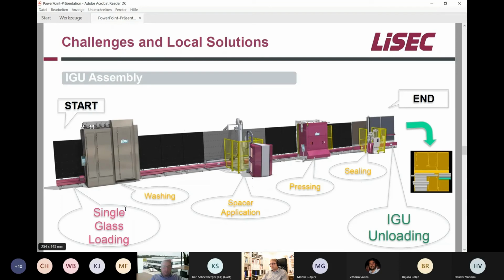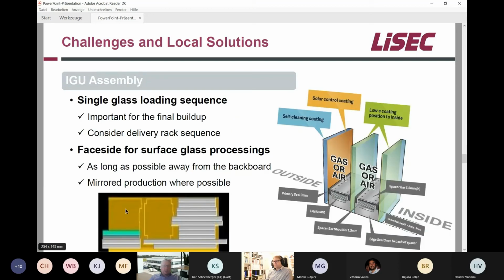So here again we have the dependency on the delivery rack sequence. What does that mean? In the end, we have a FIFO buffer, meaning whatever glass we load at the inlet section of the IG line is the first unit that is taken off at the end of the IG line, of course. Besides this principle of following the production sequence for the final delivery racks, there is also the IG element internal aspect. We also have to make sure that the sequence of the glasses loaded onto the IG line is done in a way that finally the buildup looks like the ordered buildup, of course.